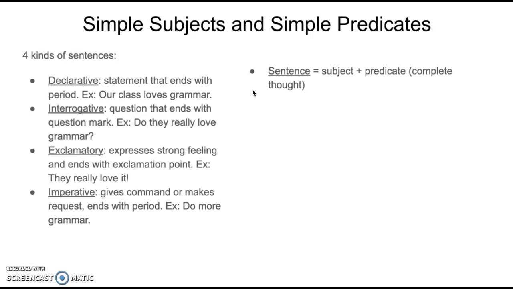So now that we know the four kinds of sentences, what exactly is a sentence? Well, it's a complete thought that's made up of a subject and a predicate. So what's a subject and a predicate? A subject names whom or what the sentence is about.